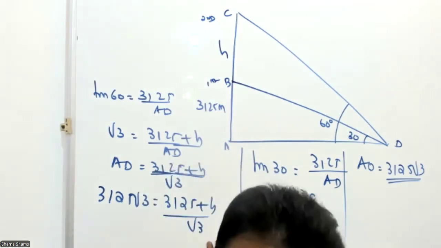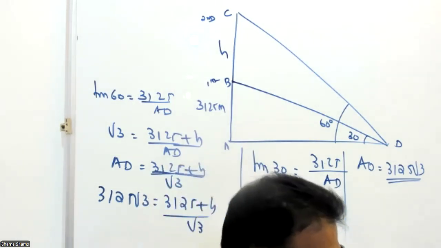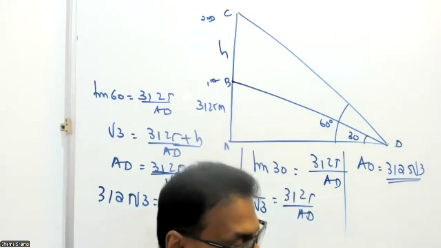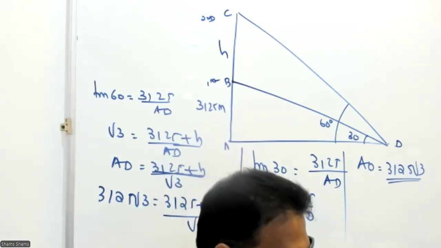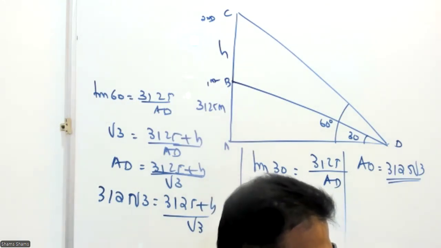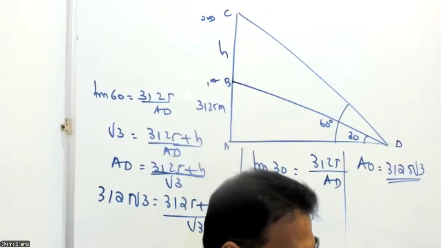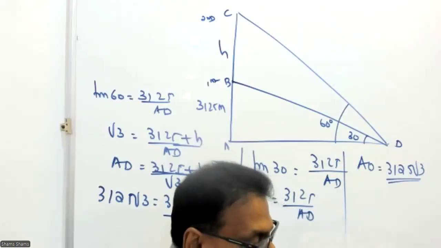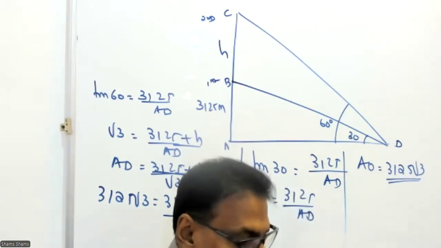Are you getting this one? From the top of a tower of height 50 meter, the angle of depression of the top and bottom of the pole are 30 degree and 45 degree. Find the distance between the tower and pole, and the height.